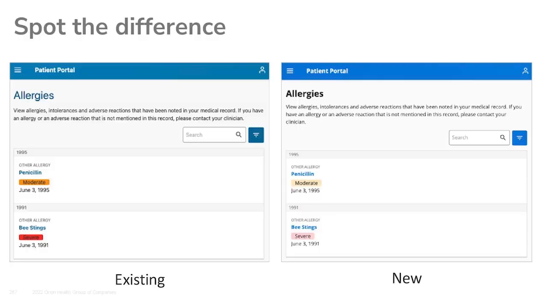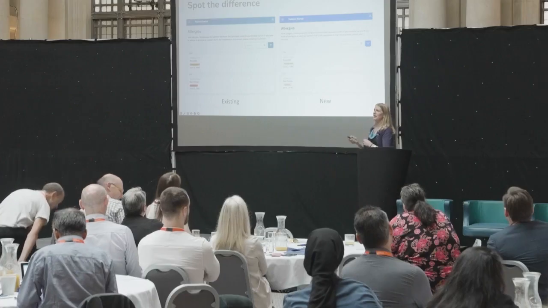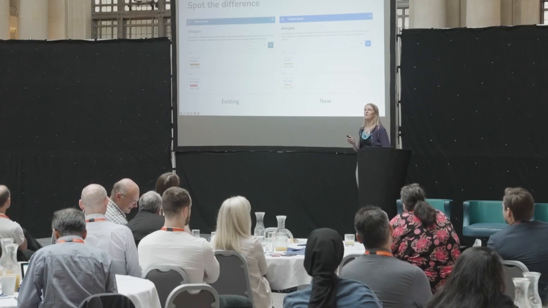So spot the difference. On the left here, we have the existing version of the patient portal, and on the right here we have the new natural theme that you will get out of the box when you upgrade before you apply your own colour scheme. So you can see it's a little bit sharper, it's a bit clearer. Hopefully those of you at the back can see that.